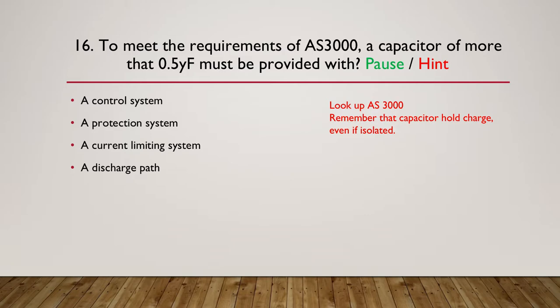So if you go to your AS3000, go straight to the index at the back, look up capacitors. There will be a part to look up. Go and look up the appropriate rule. So you can pause here while you go and look up the appropriate rule. So welcome back. Let's have a look at the answer.